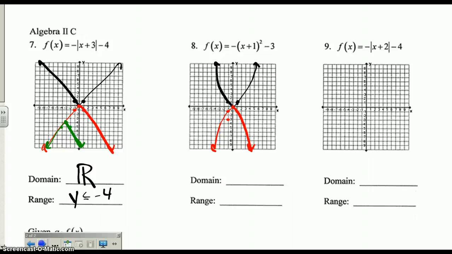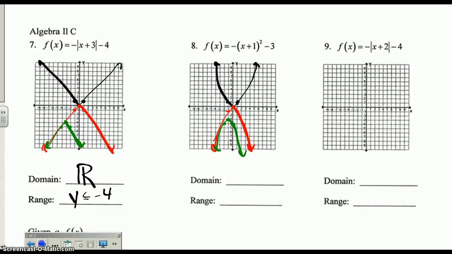I'm going to use green. Okay, so let me just connect those dots again, and I'm going to change to a different color. So here's my green. To the left 1, down 3. To the left 1, down 3. To the left 1, down 3. And now here's my new U shape. This has a reflection over the x-axis, and it has a horizontal shift and a vertical shift.